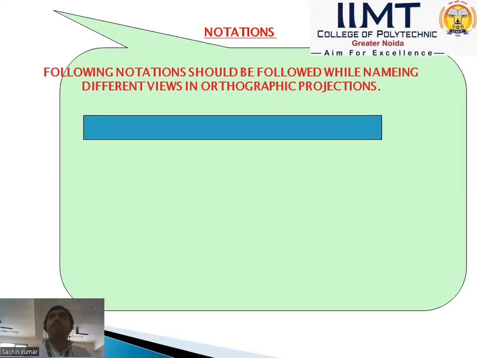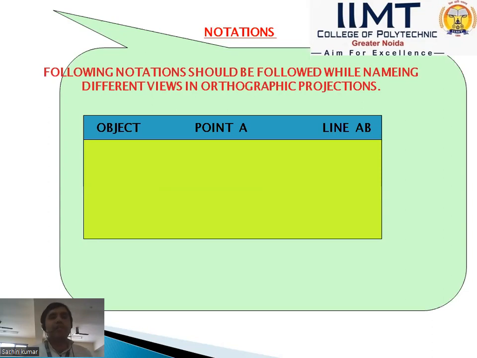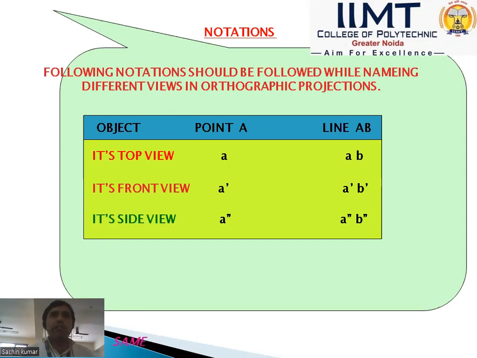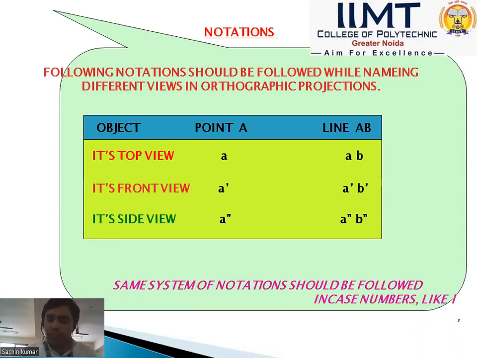Some notation: in the last lecture we discussed that the front view always uses a dash, and the top view is without a dash. So these are some notations we use in case of a line. If we use the top view, we use without dash, a point A and AB. If we use the front view, we use a dash: A dash, and A dash B dash. If we use the side view of any object, then we use the double dash.